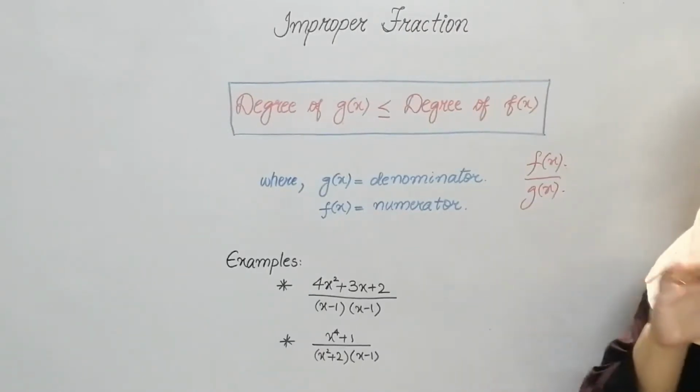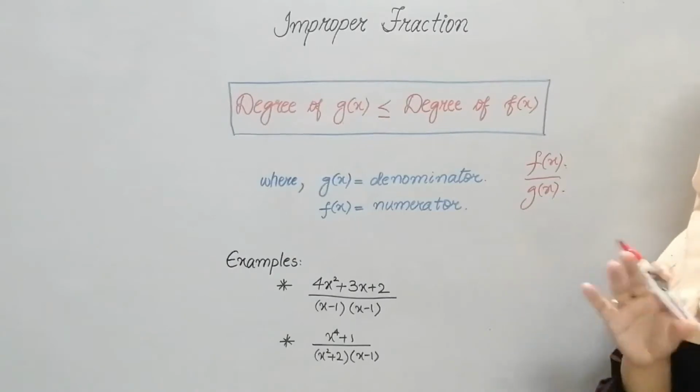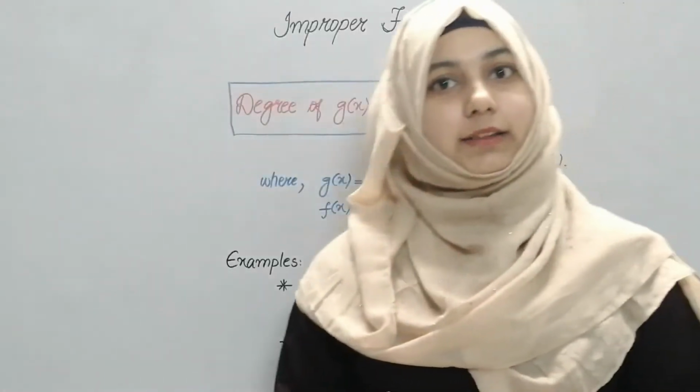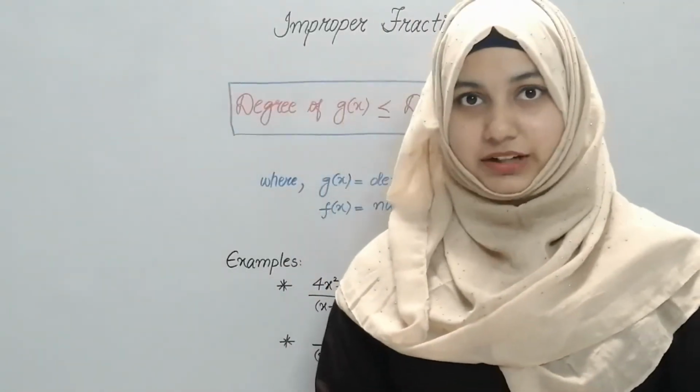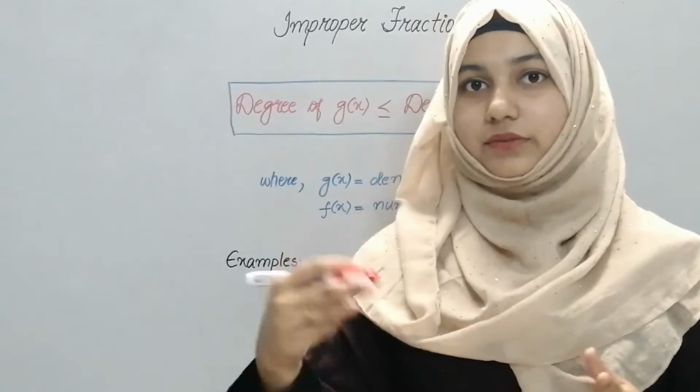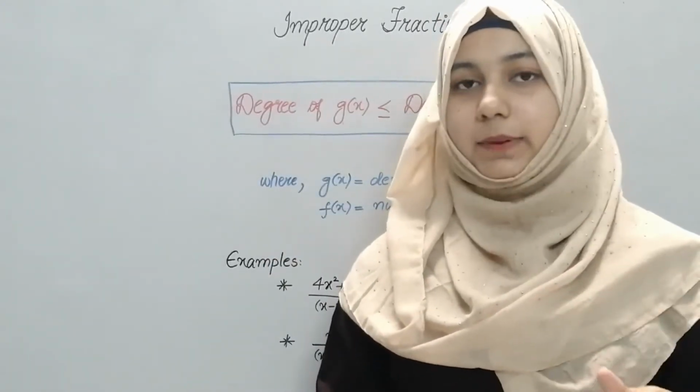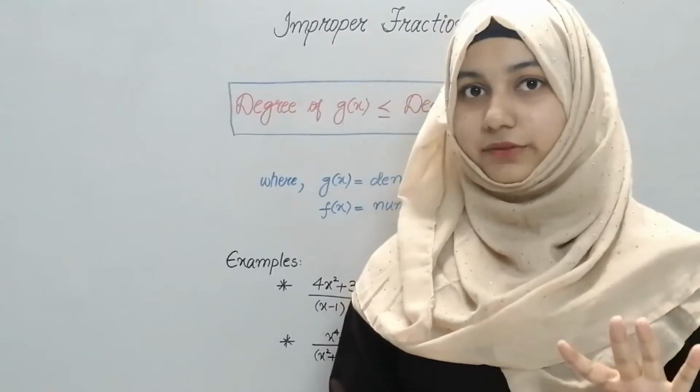The degree of the numerator should not be equal to g of x, nor should it be greater than g of x. In the previous videos we have seen about proper fractions, right? Therein we have seen how to solve the proper fractions. We have got 4 different types, depending upon the denominator.